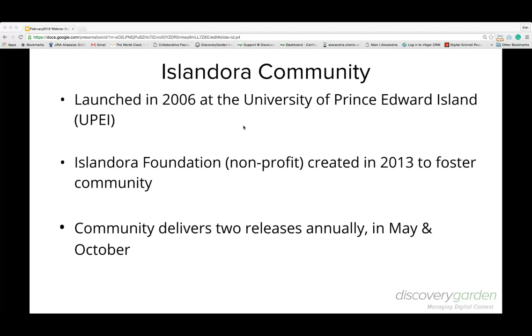So since 2013, the Islandora Foundation, a nonprofit entity, has been fostering the Islandora community. And it's really done a wonderful job. Since 2013, the foundation has been able to facilitate 2 code releases annually, and they come out in May and October.